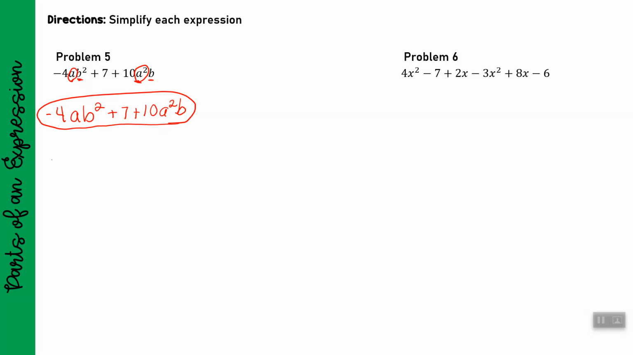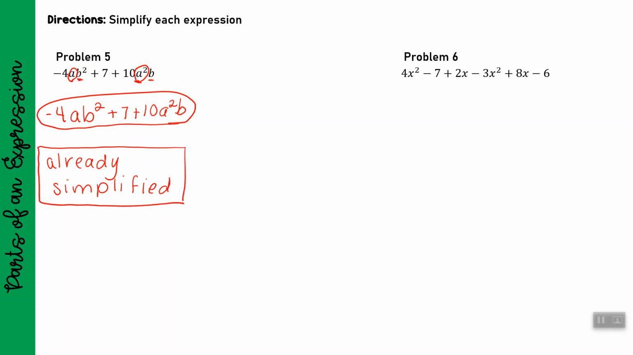Another option is we can just write already simplified. And that works as well. So I would take either of these. But again, depending on maybe in the future what class you're taking, different people might ask for different answers. Both of those in my class would be considered acceptable.